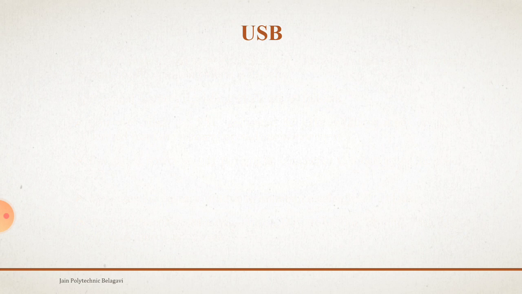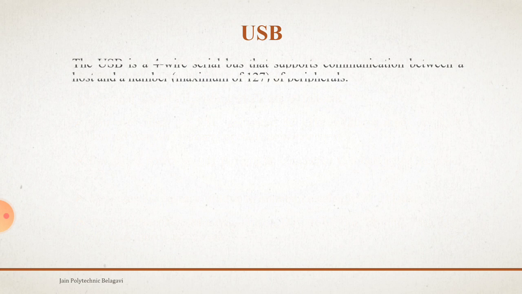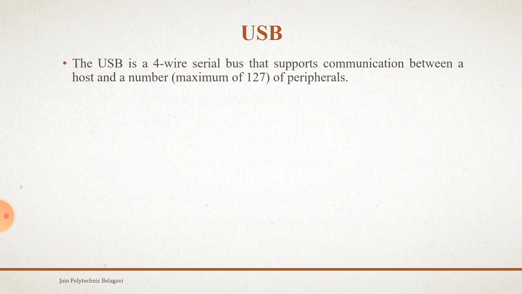Next we will see about USB. USB stands for Universal Serial Bus. The USB is a 4-wire serial bus that supports communication between a host and a number of peripherals. That is, maximum of 127 peripherals can be attached to Universal Serial Bus.